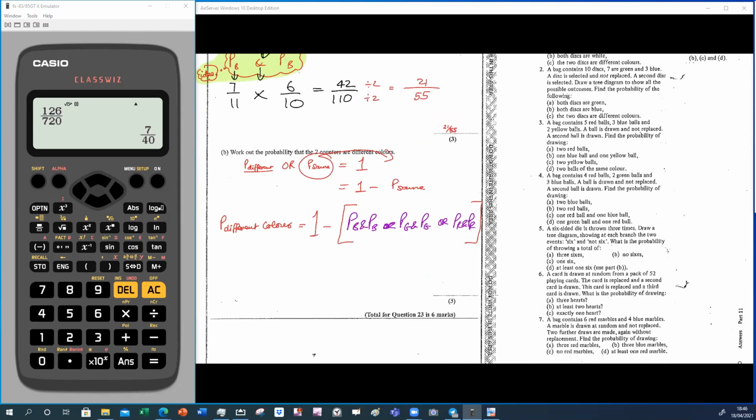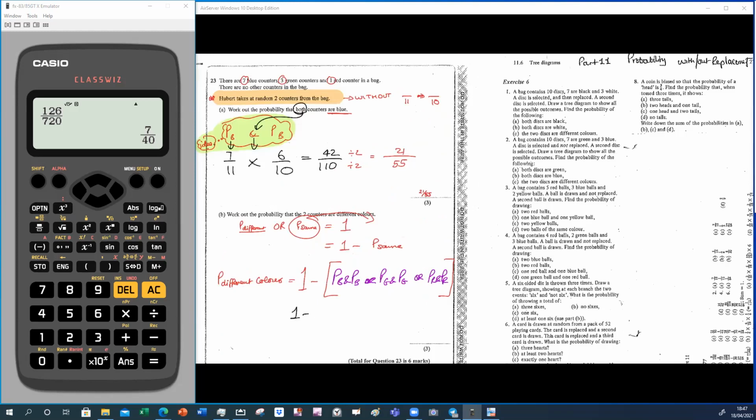Lovely. Let's put some more maths onto it now. So 1 minus, what was the probability of a blue? 7 over 11 times 6 over 10. And what does the or mean? Plus. You've got to keep telling yourself, and means times, or means plus, so you're not making any mistakes. What's the probability of the green? 3 over 11 times 2 over 10. And the red? 1 over 11 times 0 over 10. Yeah, you can have that.